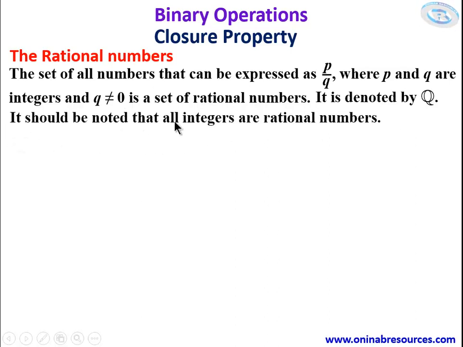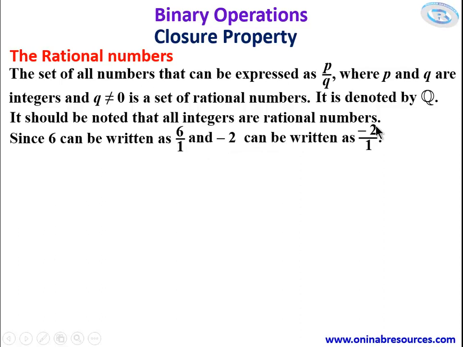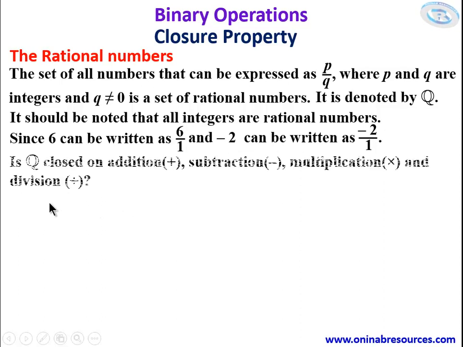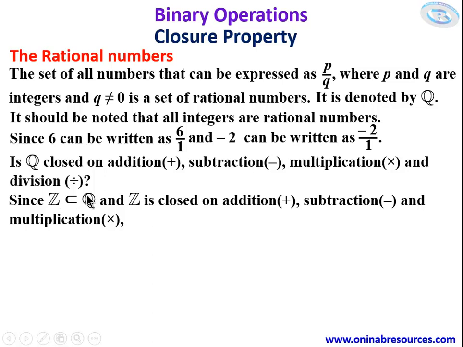It should be noted that all integers are rational numbers, since 6 can be written as 6 over 1 and -2 can be written as -2 over 1. Is Q closed on addition, subtraction, multiplication, and division? For your information, since Z is a subset of Q, we just established here that all integers are rational numbers. Therefore, Z is a subset of Q, and Z has been established to be closed on addition, subtraction, and multiplication.